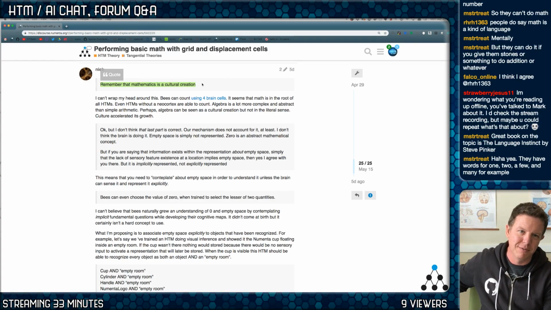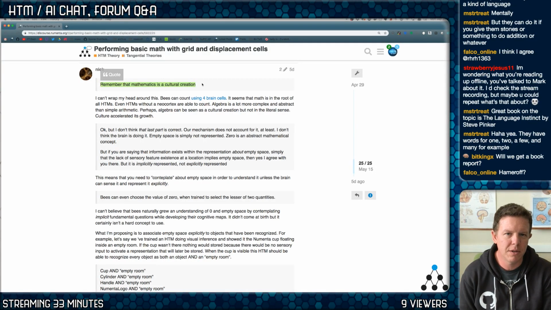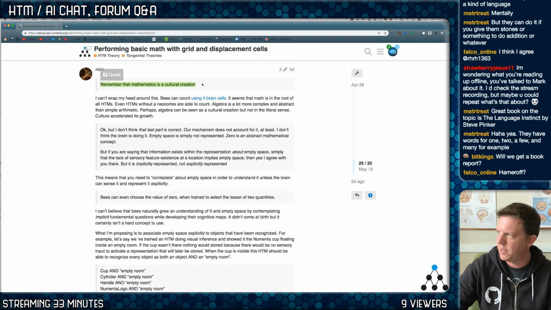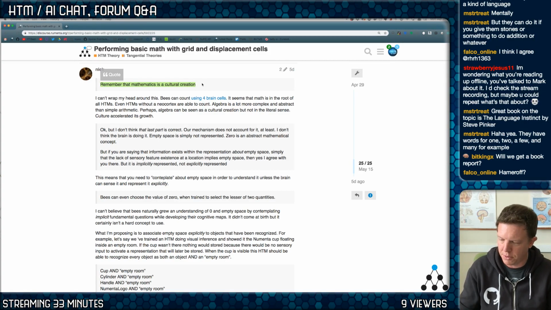Jeff suggested a great book on the topic, The Language Instinct by Steven Pinker. I've read The Language Instinct. I thought it was interesting, but I don't think that there is an instinct for language. I don't think it's genetic. We're genetically predisposed for language. So I totally disagree with him there, although I thought the book was interesting.